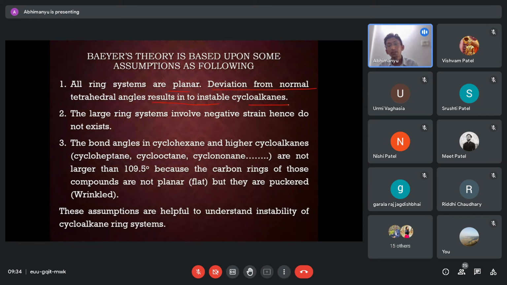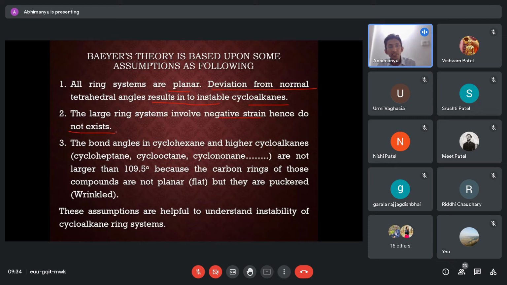But what about the 10 member ring? No, it is not planar. What about 15 member ring, 16, 18? Planar means what? The structure is in a single plane, like benzene, or like paper, or a mobile. A mobile is planar. But a 10 member ring is not planar. The large ring systems involve negative strain, hence do not exist.